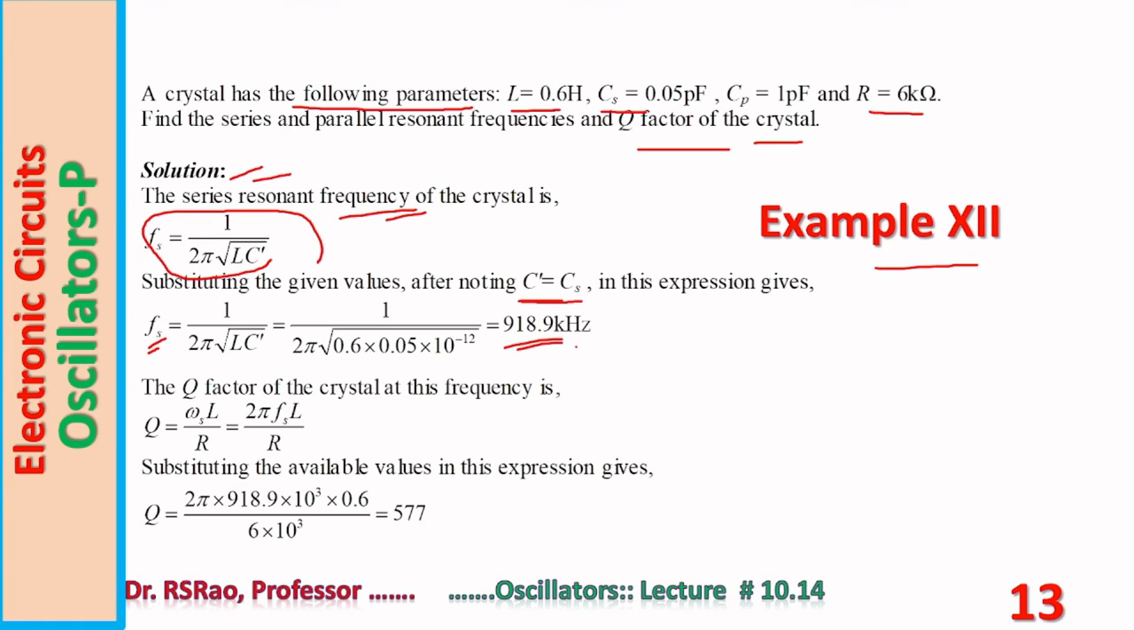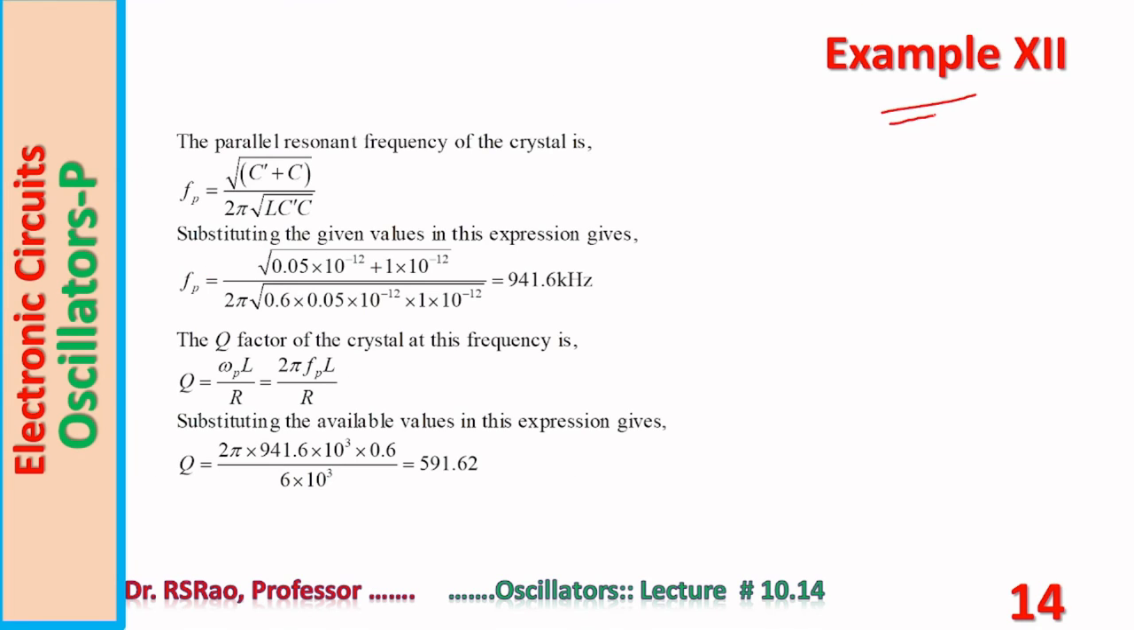918.9 kilohertz. Q factor of the crystal at this frequency is omega s L by R, 2 pi Fs L by R. Substituting the given values, one can determine it. It turns out to be 577. This is continuation of the previous problem.